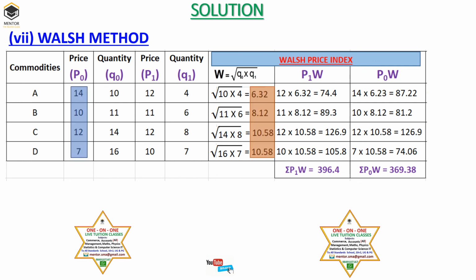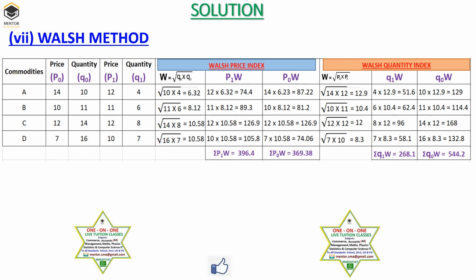In the same way, I'm going to find the P0 W. I multiply these two values. The final value I will get as summation P0 W is 369.38. These are for the price index of the Walsh method. These two summations, summation P1 W and summation P0 W, I have found. Now in the same way we are going to find it for the quantity index of the Walsh method.